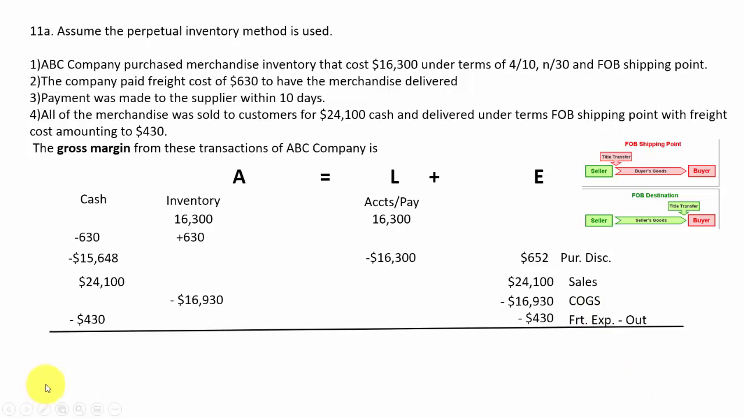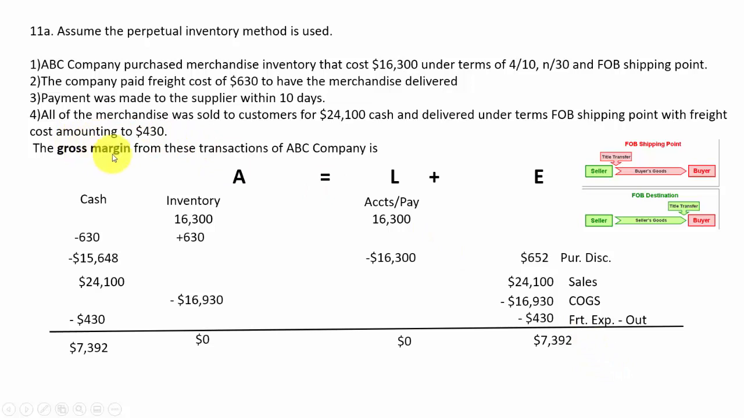You add all this up to see we're still in balance. So cash now, after all this has gone on, is $73.92. Our inventory account is zero because we sold it all. Accounts payable is zero because we paid for it all. And then we have an ending balance in equity of $73.92.